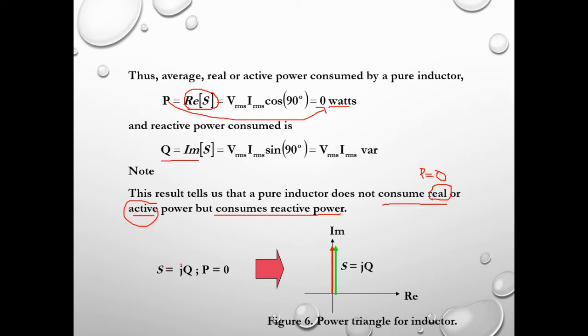So the complex power S equals jQ, and at the same time P equals 0. So there is no real value, because P equals 0, but the imaginary value is there with jQ. All right, so S equals jQ, the one in green. So this is jQ, this is the S, and this is the jQ, a positive value.